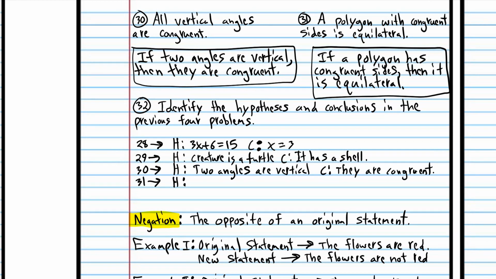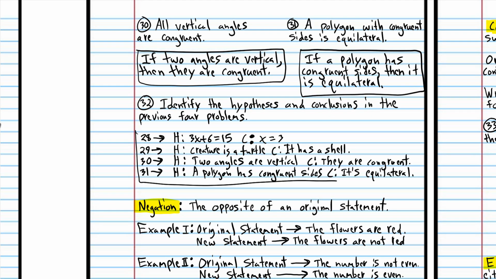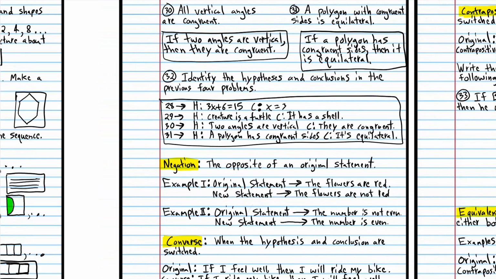Number 31, try 31, and when you come back, we'll do it together. Identify the hypothesis and the conclusion. All right, we're back. The hypothesis is a polygon has congruent sides, and the conclusion is it's equilateral. So if you got those answers, good job. And I want to rectangle that whole thing. All right.